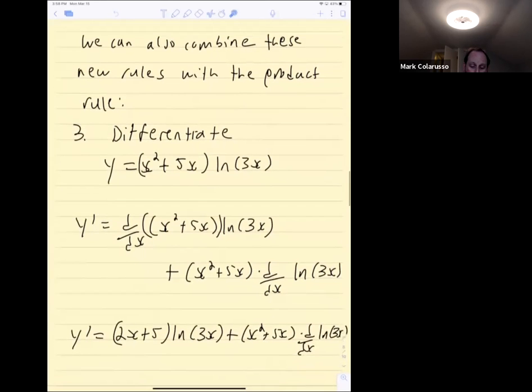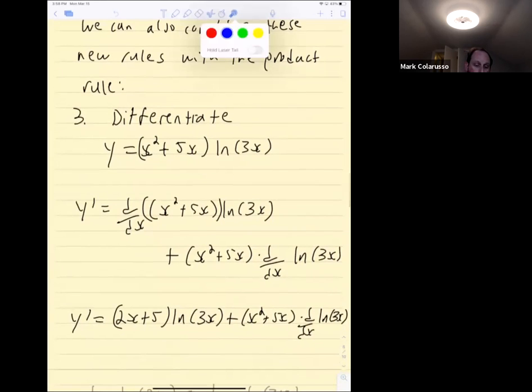Okay, so what do we get then? The derivative of x squared plus 5x, that's easy. That's just 2x plus 5. So you get 2x plus 5 times the natural logarithm of 3x, plus x squared plus 5x times the derivative of ln of 3x.